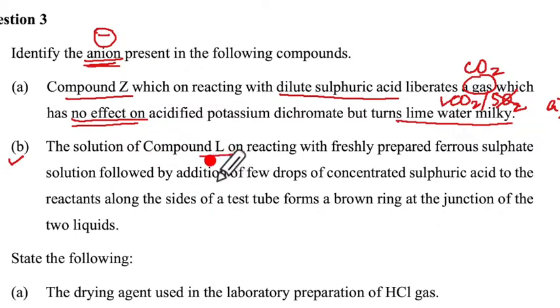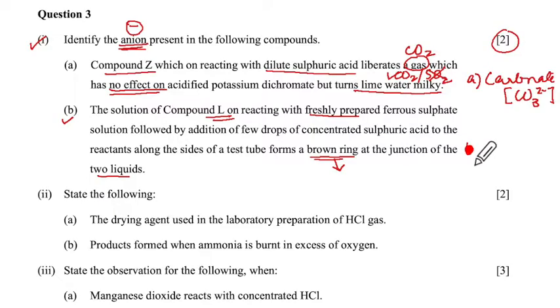Solution of compound L on reacting with freshly prepared ferrous sulfate solution followed by addition of few drops of concentrated sulfuric acid to the reactants along the sides of the test tube forms a brown ring at the junction of two liquids. Brown ring is going to be because of nitrosoferrous sulfate. So it will be the confirmation that negative radical has to be nitrate. So we will write for B, we will see nitrate radical into bracket. Nitrate is NO3 1 minus.